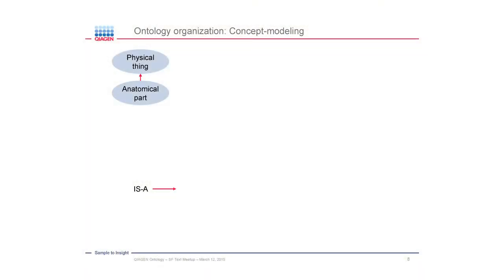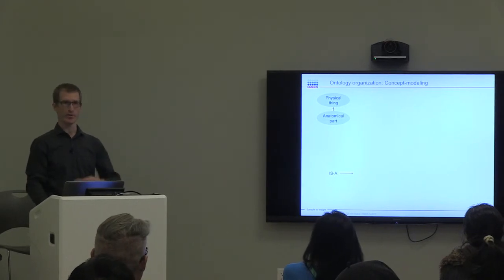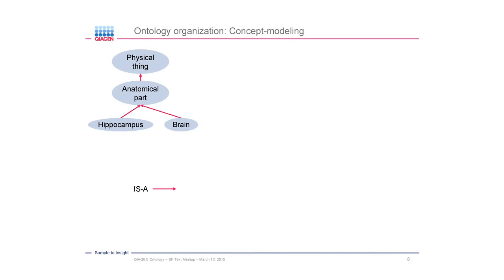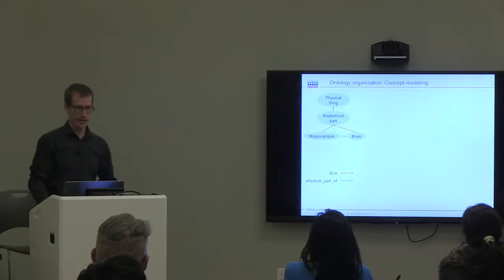So here's a little bit about what this looks like. We'll start with two concepts, an anatomical part and physical thing. So anatomical part has an is-a relationship to physical thing. Any anatomical part is a physical thing. Below that, we might have the brain. We might also have the hippocampus. Now, you might notice that there's probably a relationship between those two, but it's not an is-a relationship, right? They're both anatomical parts. We need a new kind of relationship to indicate that something is a physical part of another. So representing that in what actually does look like blue, good.